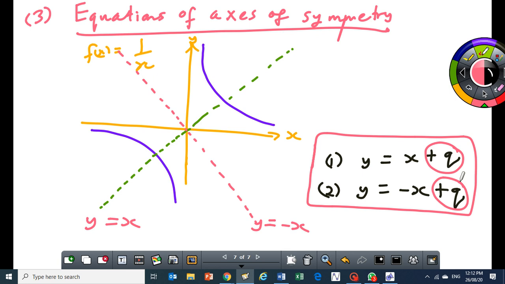Okay? The coefficient of x here is positive, so the straight line has a positive gradient. There is a minus here, which means that line has a negative gradient.